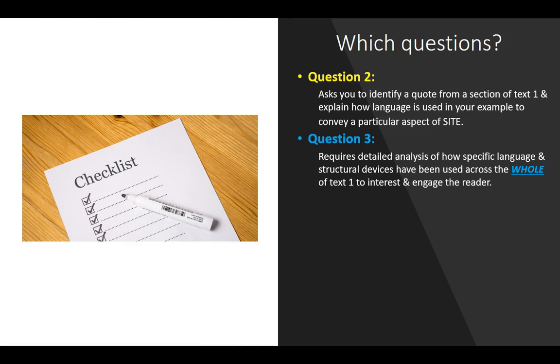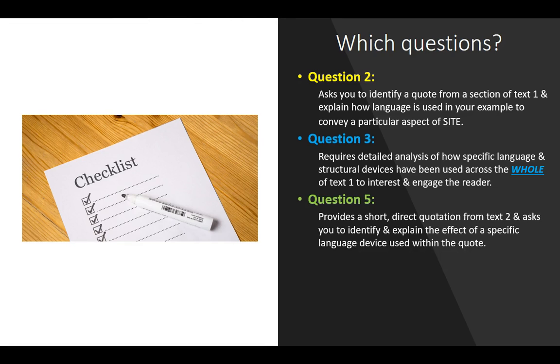Question 3 on paper 2 is also about text 1, but this time it requires a detailed analysis of the way that specific language and structural devices have been used across the whole of text 1 to make it interesting and engaging for the intended target audience, the reader of that text. With question 3, it is important to remember that you must comment on specific language and specific structural devices to get more than half marks. If you only comment on language devices, you can't get more than half marks. If you only comment on structural devices, you can't get more than half marks. There has to be a mixture of both of those.